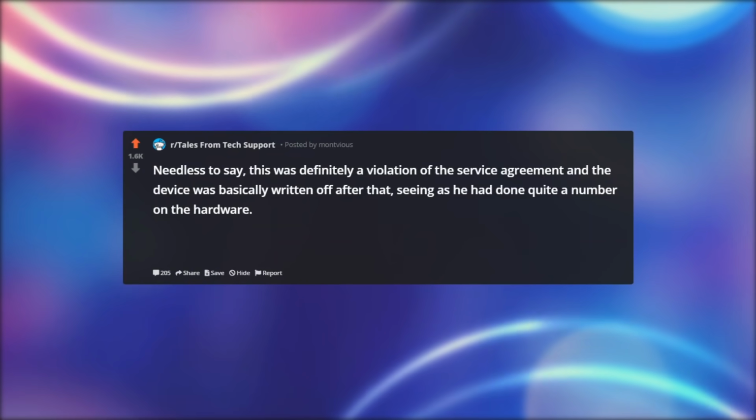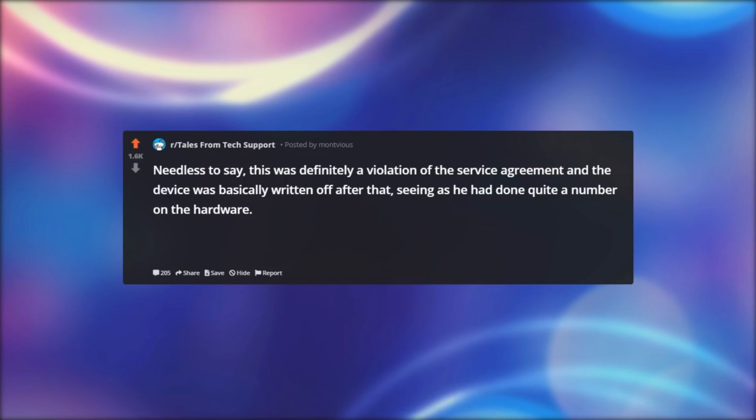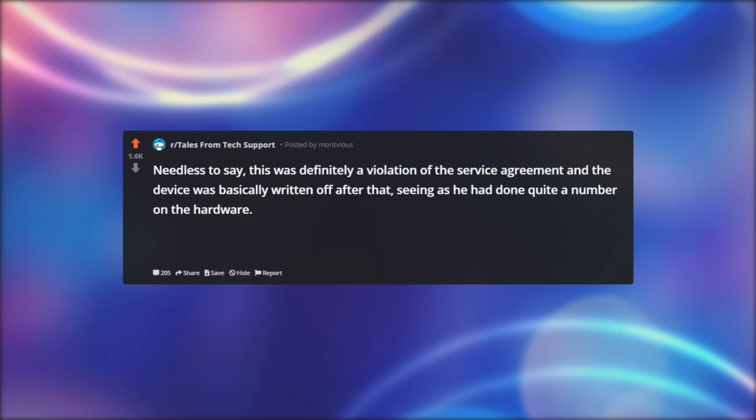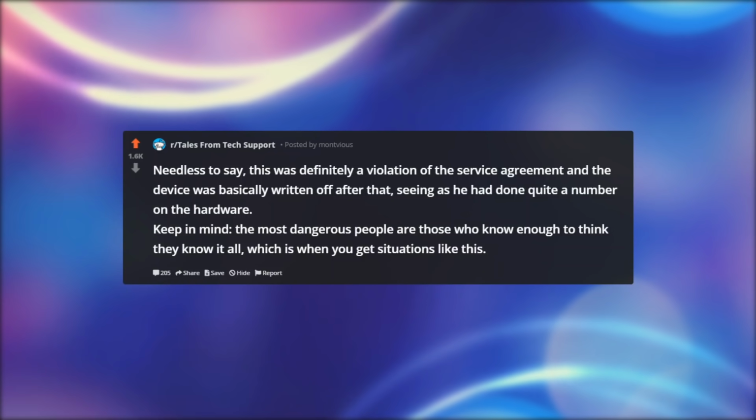Needless to say, this was definitely a violation of the service agreement, and the device was basically written off after that, seeing as he had done quite a number on the hardware. Keep in mind, the most dangerous people are those who know enough to think they know it all, which is when you get situations like this.